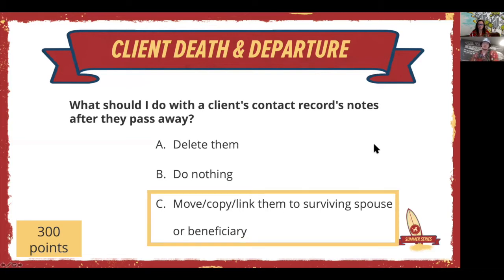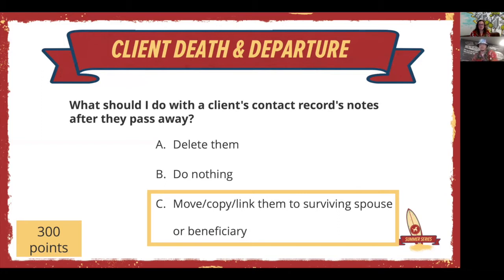If you answered C, move, copy, or link them to a surviving spouse or beneficiary, go ahead and mark yourself down for 300 points. That is the correct answer. Even though that client has passed away, unfortunately, we're still going to need to keep records of all of their notes for compliance reasons, and also to help better serve their accounts when we begin working with their surviving spouse or beneficiary. So it's very important that we are either moving, copying, or linking those notes to that surviving spouse or beneficiary.